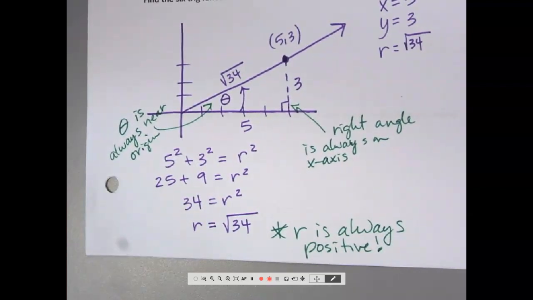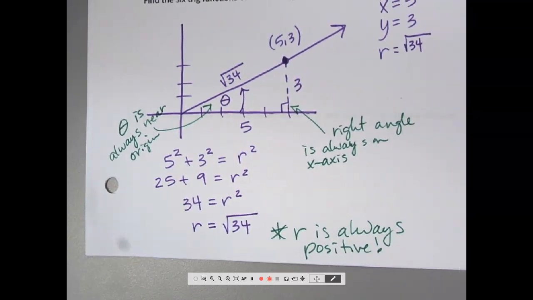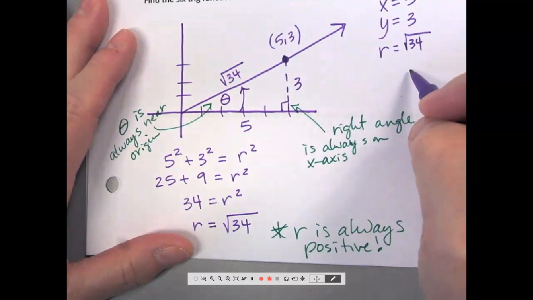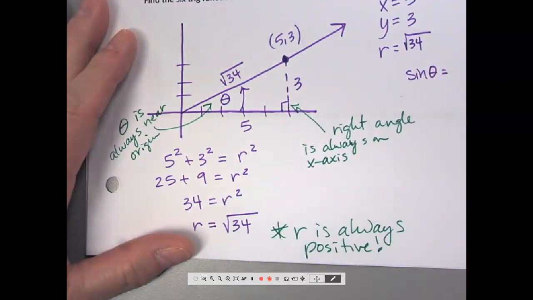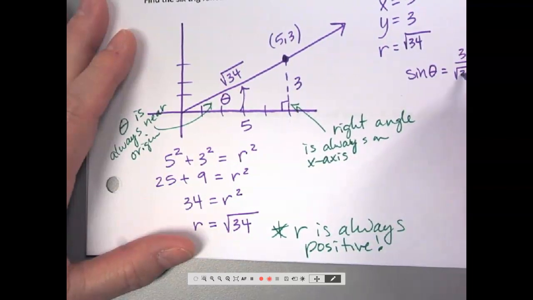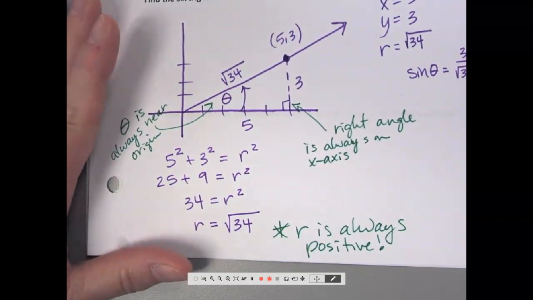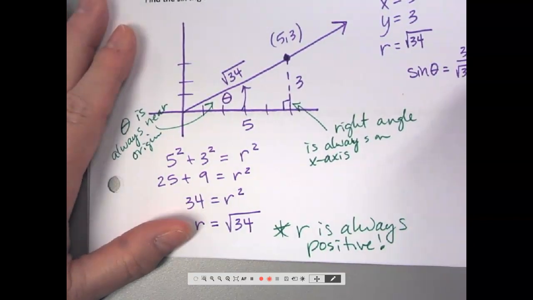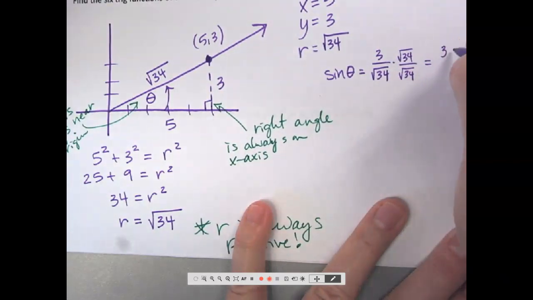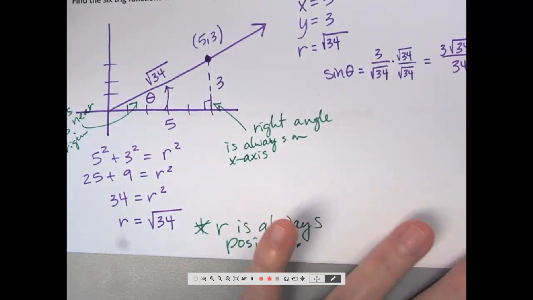Now that you have x, y, and r, we use those formulas that I put on the board, that you put on your formula sheet, that are in your notes, and we'll just fill them all in. Sine of theta is y over r, 3 over square root 34. If I rationalize that, square root 34 over square root 34, what does that give me? 3 square root 34 over 34. That is the sine of that angle.